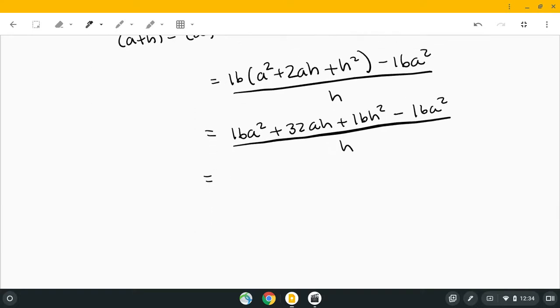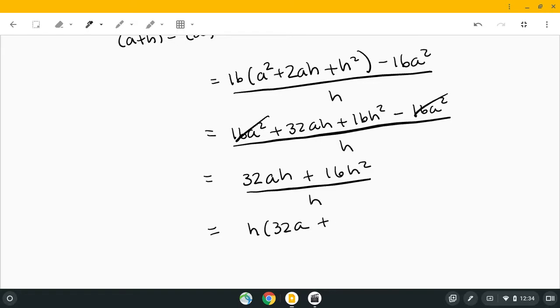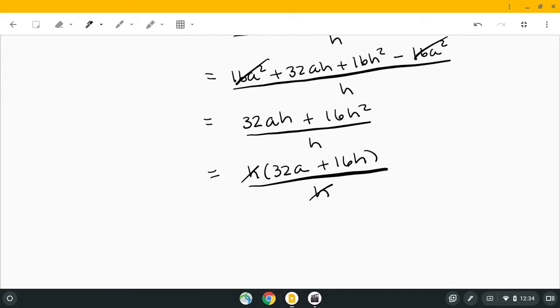Okay, so this cancels. I'm left with 32AH plus 16H squared all over H. I notice that the numerator, these two terms, both have an H in common, so I'm going to factor out an H. And I'll have 32A plus 16H all over H. And then I can cancel those. And so my final answer will be 32A plus 16H.